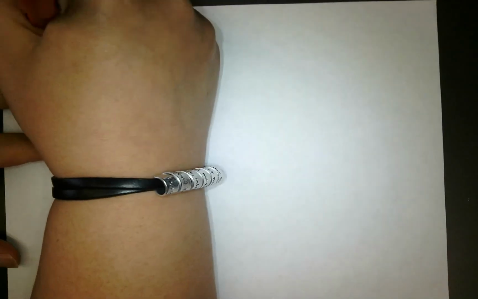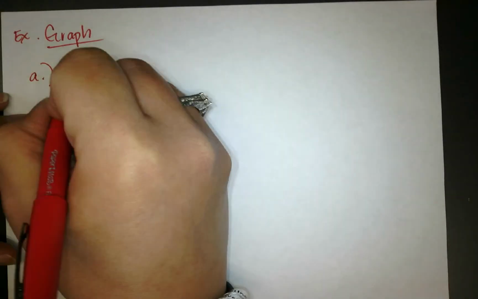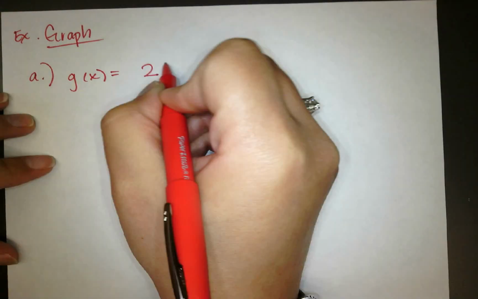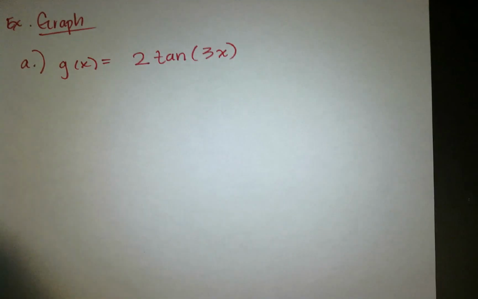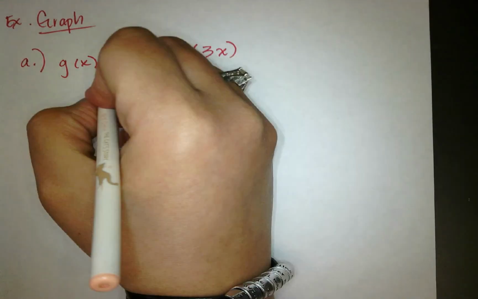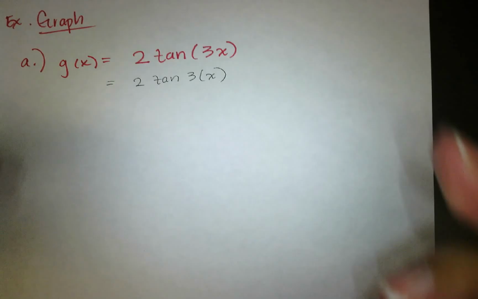Alright, so let's graph some tangent functions. So, graph g of x equals 2 tangent of 3x. We're going to graph that guy. Again, ignore the 2. There's no amp. You don't have to worry about it. But we do have to factor out this 3 to figure out our new period. So 2 tangent of 3 times x.